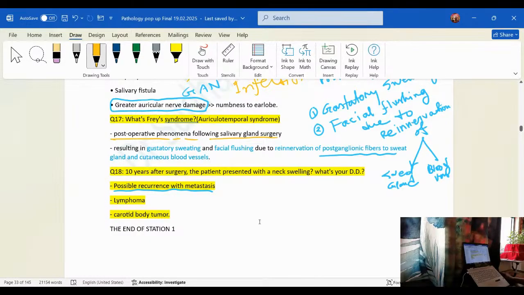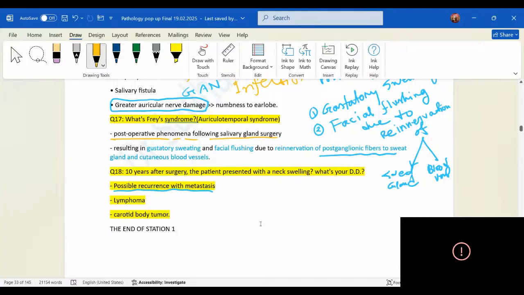Ten years after surgery, the patient presented with a neck swelling. What is your diagnosis: carotid body tumor or lymphoma? Carotid body tumor; possibility of recurrence with metastasis; carotid body tumor and lymphoma.